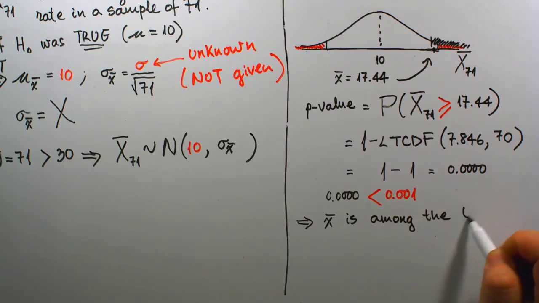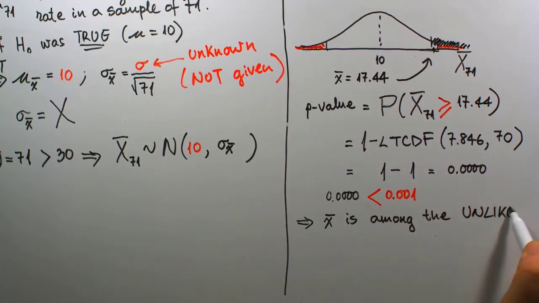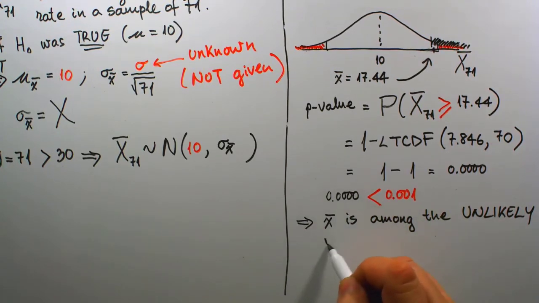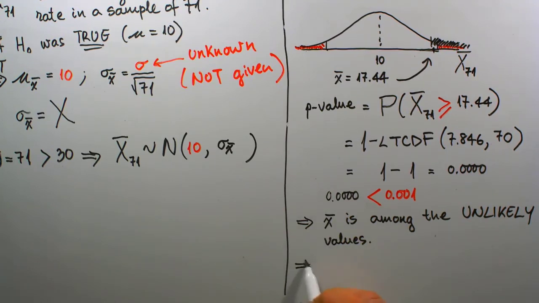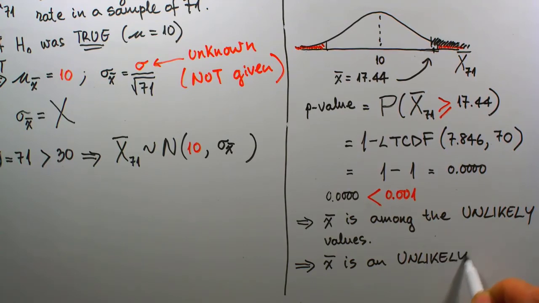the unlikely values. And X bar being among the unlikely values leads to a stronger conclusion that our X bar itself is an unlikely value, indicating that it's not easy to get a sample like this if we accepted this claim right here. It is an unlikely value.